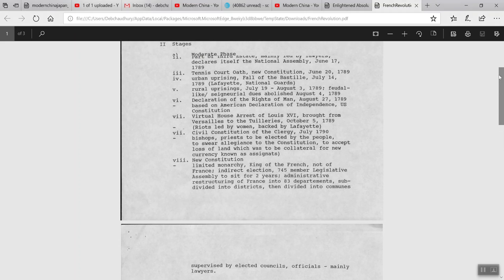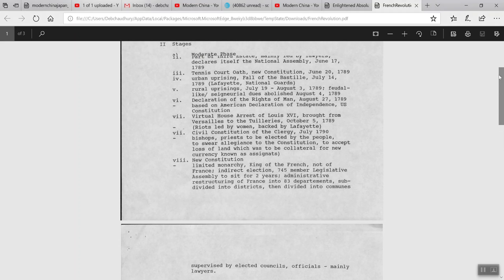So he's in house arrest. Virtually a prisoner, the National Assembly now turns its attention to the church. The Catholic Church was viewed as an important pillar of the old order, the Ancien regime. Most of the land that it owned was taken over by the revolutionaries, and against this newly confiscated land, new currency notes were issued, known as the assignat.